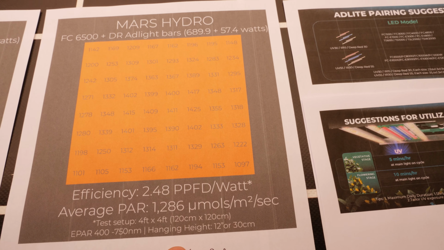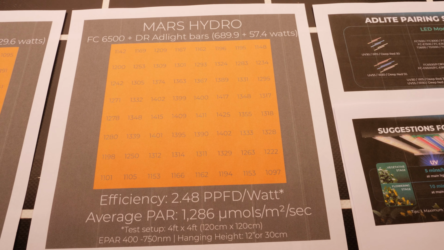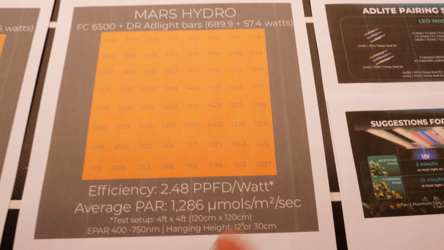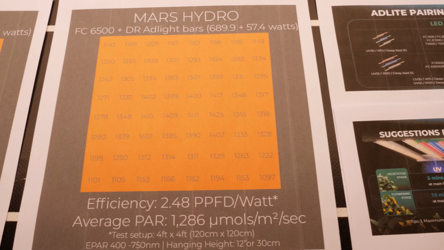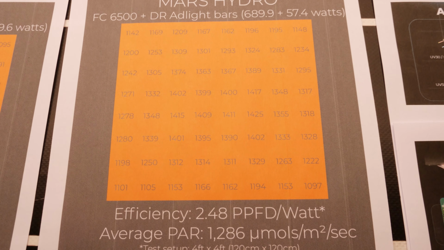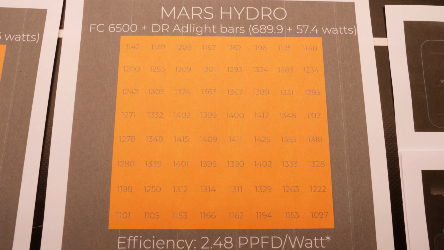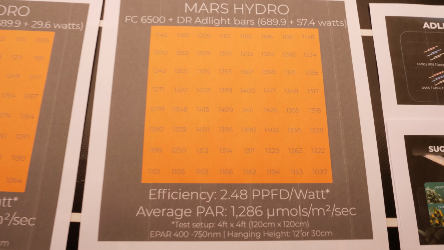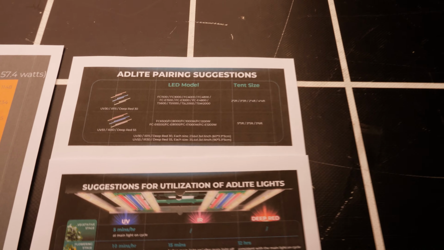And then we have the 660 nanometer bars. These are the big wattage now. These are 60 watts and deliver about a 10% increase in power up to 1286 micromoles. So those three options, MARS HYDRO have some recommendations.